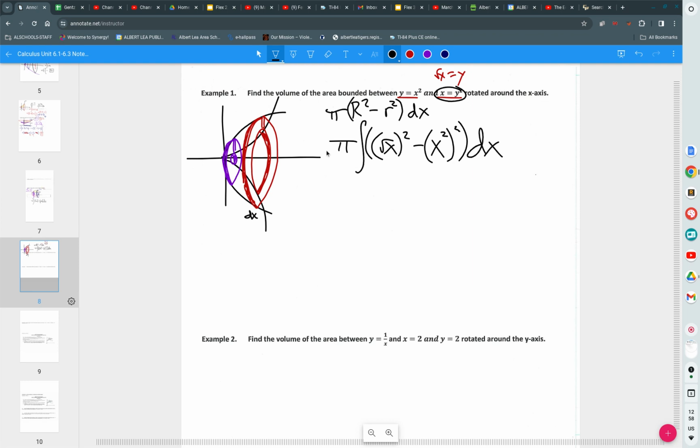And we integrate from what to what? Where do the bounds start? 0, and it does go to 1. If you notice, the coordinate (1, 1) is on both of those graphs, is it not? So 1 is the intersection point right there. We work this out, and we get pi times the integral from 0 to 1 of x minus x to the 4th dx.